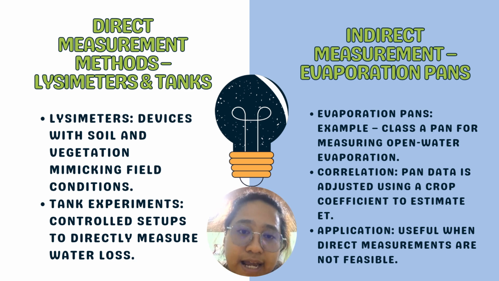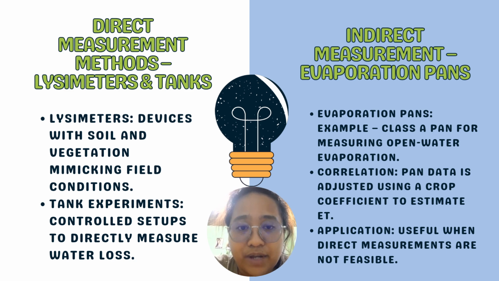Now, on the other side of the slide, in cases where direct measurement is challenging, we use indirect methods such as evaporation pans. The Class A pan is a standard tool that measures open water evaporation. By applying a crop coefficient to the pan data, we can estimate the crop evapotranspiration. This method is particularly useful for large scale assessments or when direct measurement tools are unavailable.